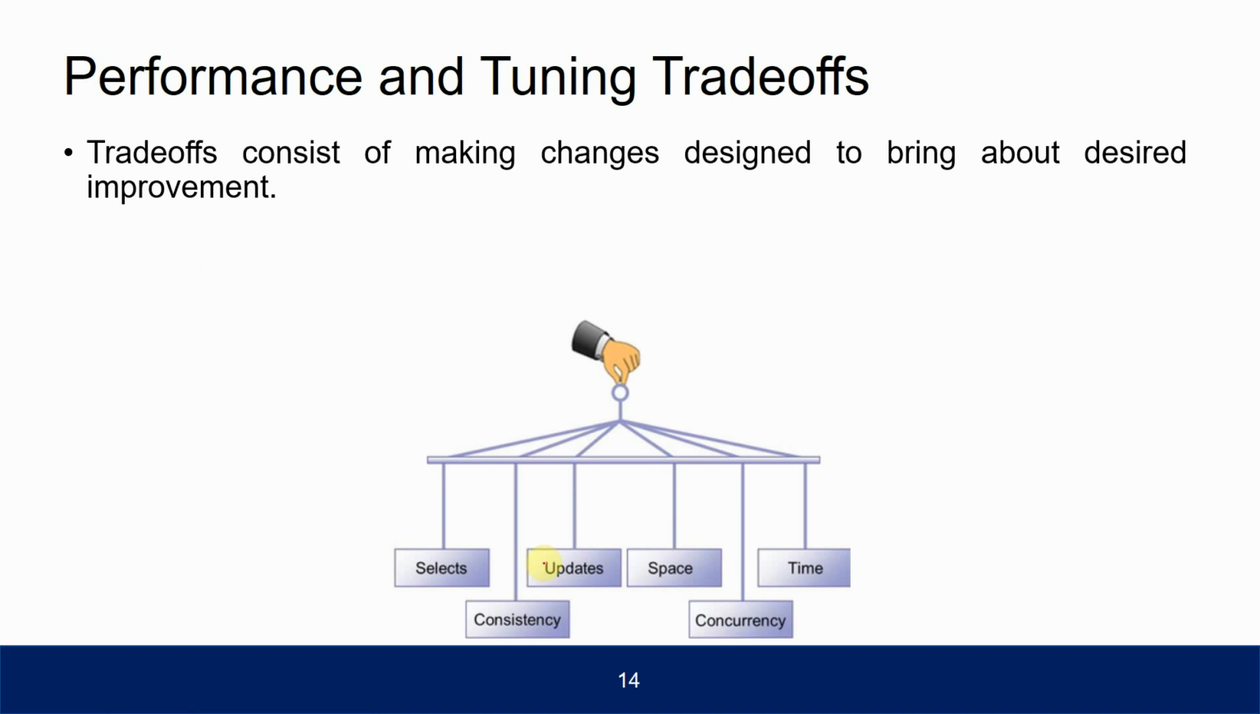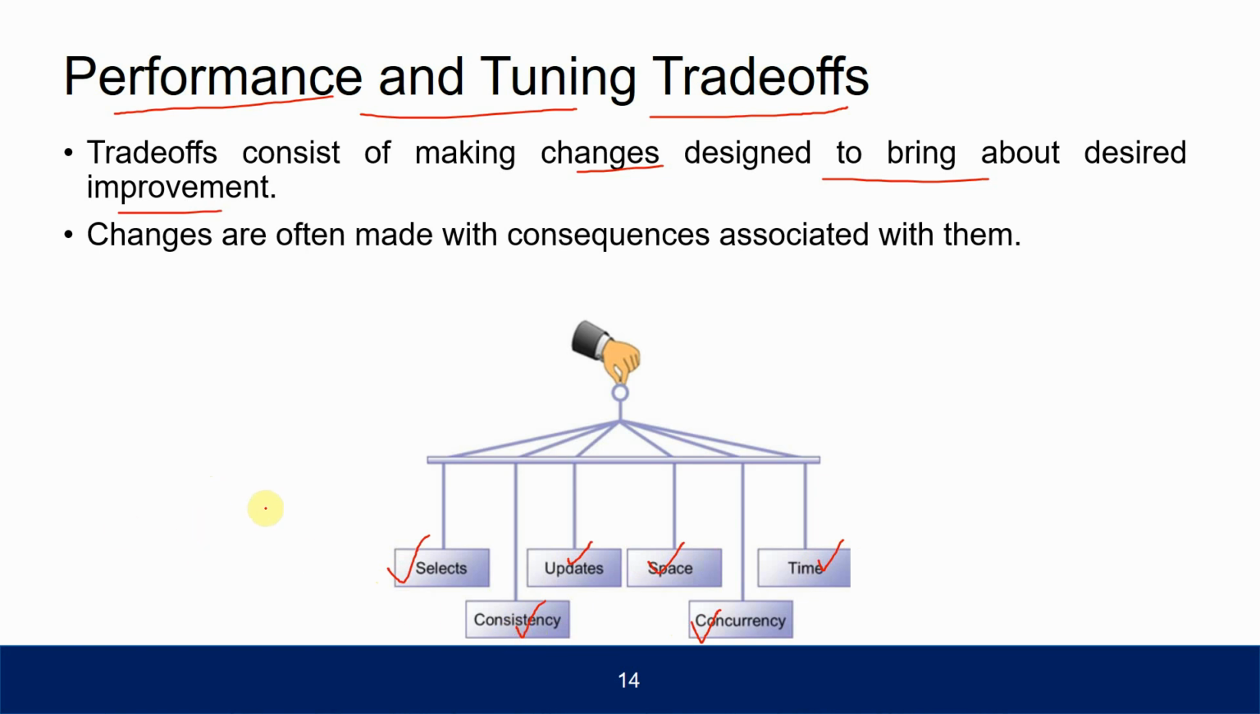Trade-offs. Trade-offs consist of making changes designed to bring about the desired improvement. Because performance tuning has a trade-off, which means you have to balance. If you try to tune one more than what is expected, you will create a problem for the other. It's a balancing act, as you can see from this figure: selects, updates, space, and time, consistency and concurrency. All these are balancing acts, so you have to balance. You cannot focus on one and ignore the other. Changes are often made with consequences associated with them, because focusing on one may result in compromising on another.